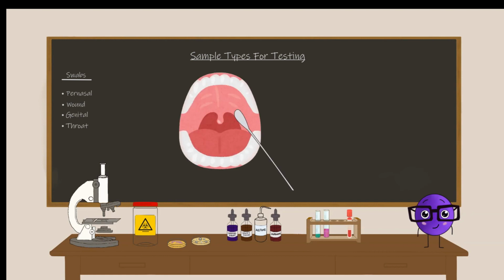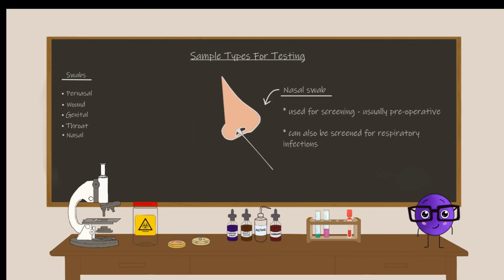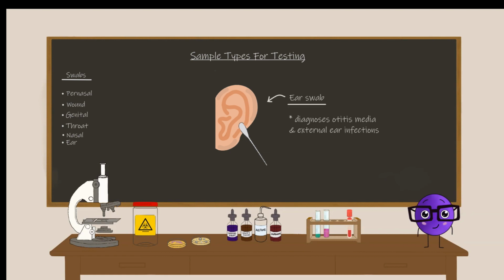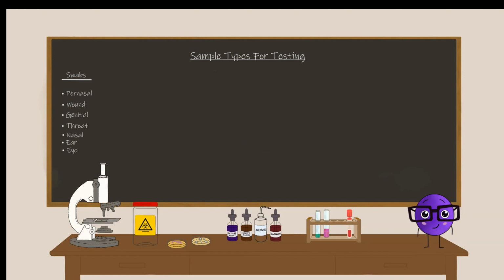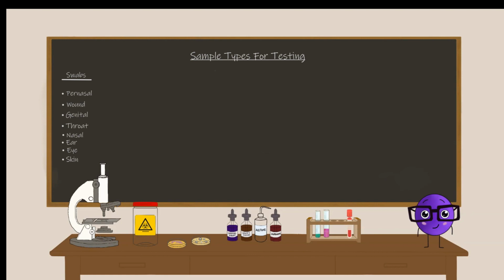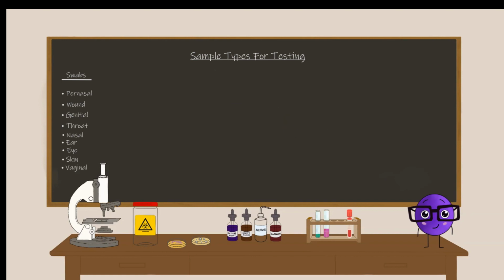Throat swabs, collected for diagnosing bacterial and viral pharyngitis. Nasal swabs, analysed for respiratory infections and nasal colonisation by pathogens like Staph aureus. Ear swabs, collected for diagnosing otitis media and external ear infections. Eye swabs, used for diagnosing conjunctivitis and other eye infections. Skin swabs, analysed for bacterial or fungal skin infections such as cellulitis and dermatophytosis.